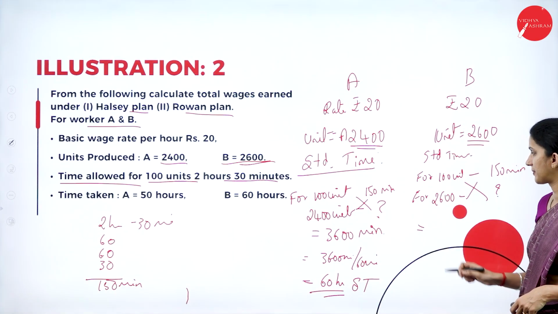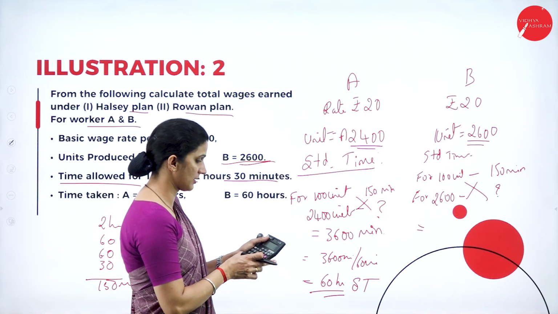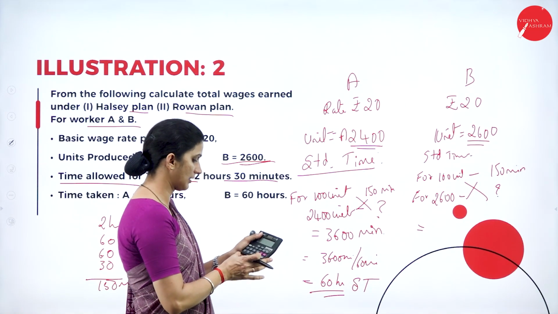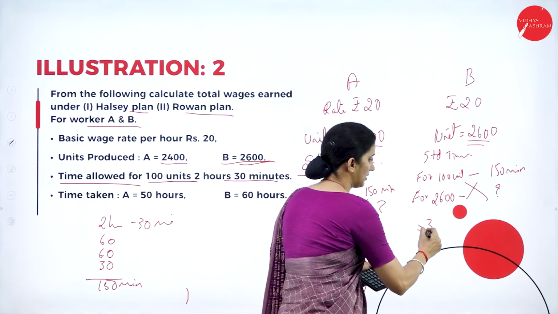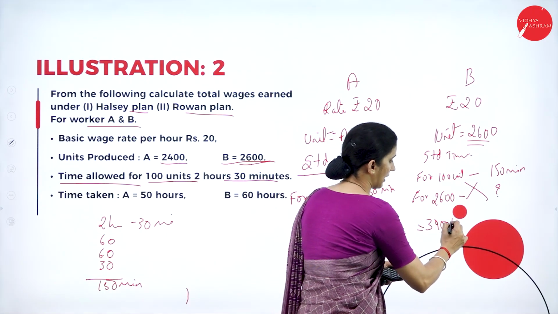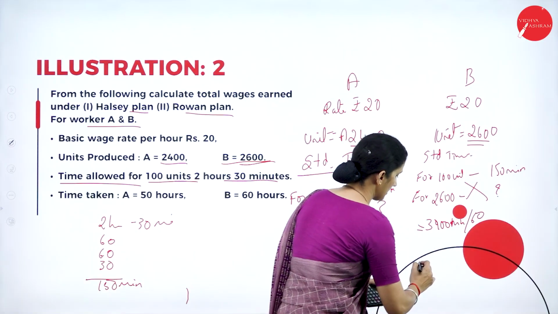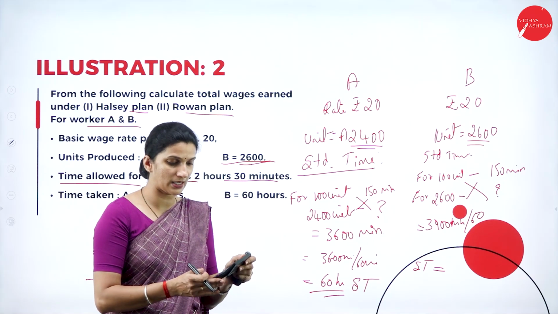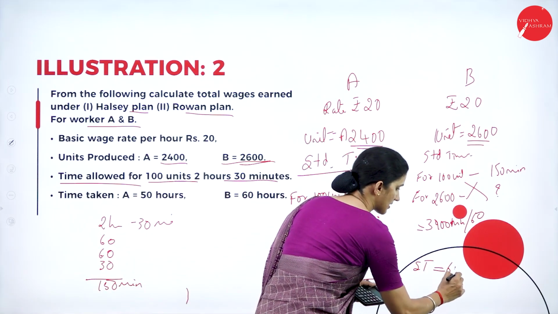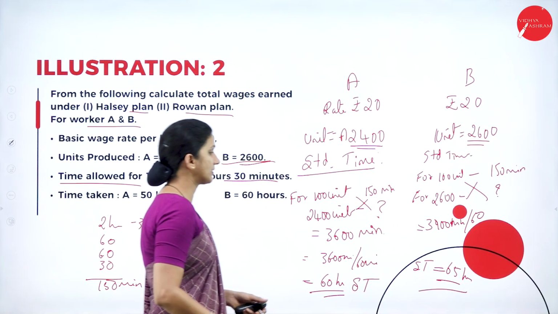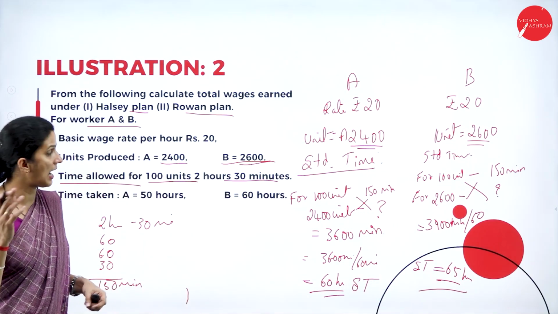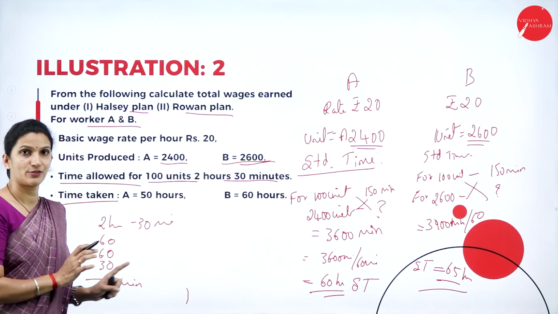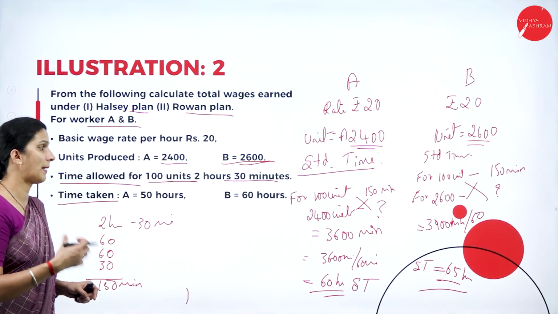Now we will do the cross multiplication, that is 2600 into 150 divided by 100. So the time allowed for B is 3900 minutes. Divided by 60 minutes, the standard time is 65 hours. So the standard time given for B is 65 hours. And then we have the time taken for A, it is 50 hours, and for B, it is 60 hours. That is the hours worked by each worker.